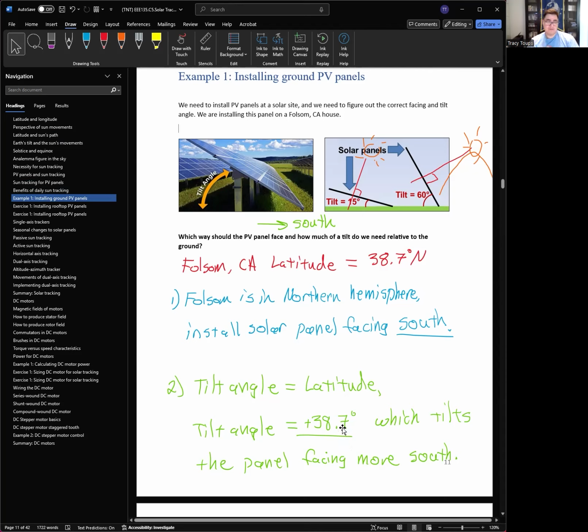That way, remember the Earth is curved. We're kind of on the higher end of the curve where the sun is rotating here. So we need to make sure we bend our panel to where it's perpendicular to the sun as it moves around the Earth, from our perspective. So basically, the answer is face south, 38.7 degrees tilt. That alone is going to be your biggest improvement for solar generation.